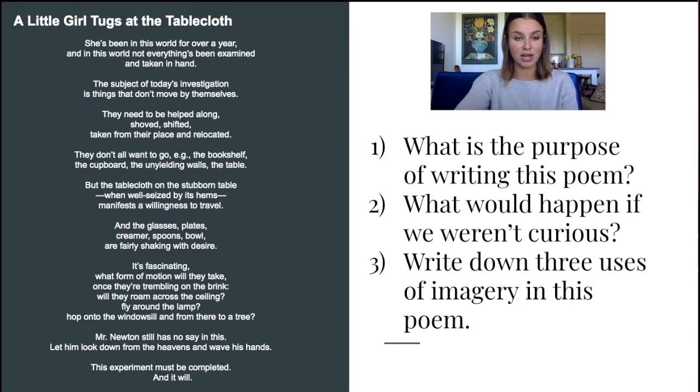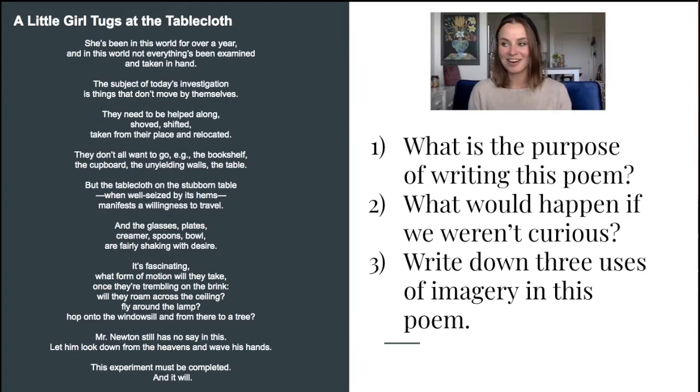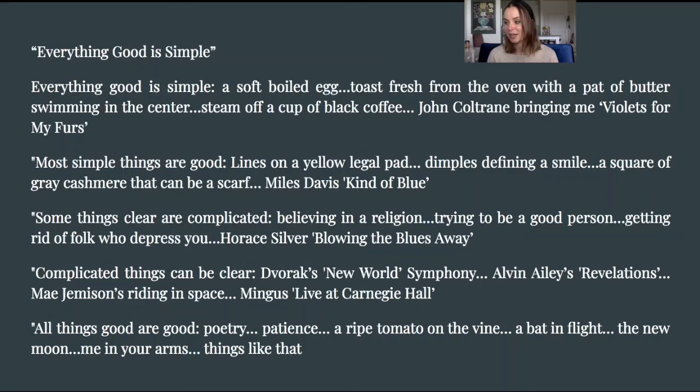So to start out, looking at imagery again, I want to give you another example of a really cool poem written by a really cool lady named Nikki Giovanni. This poem is called Everything Good is Simple. And as you read, think about which images stick out the most in your brain.